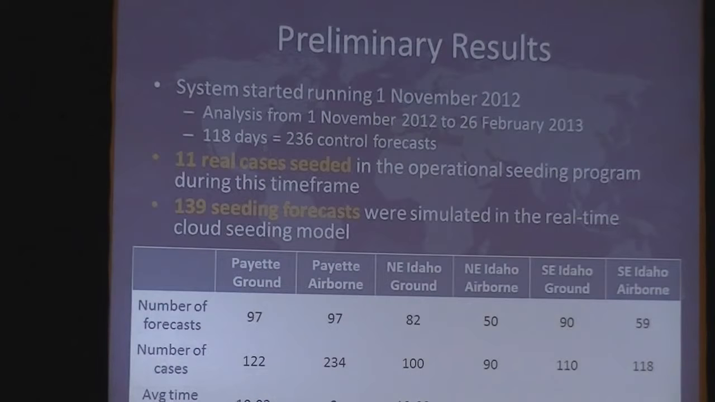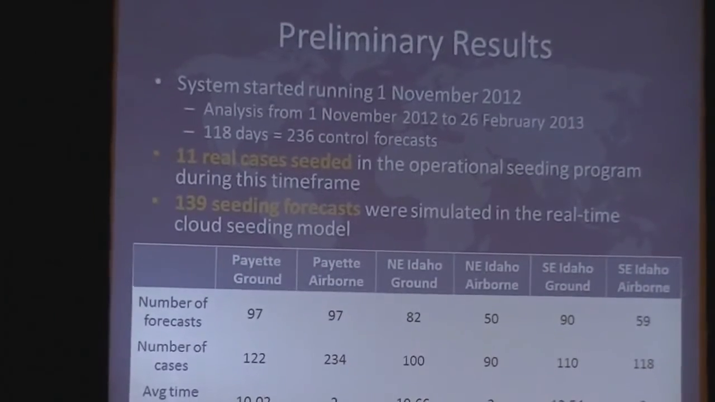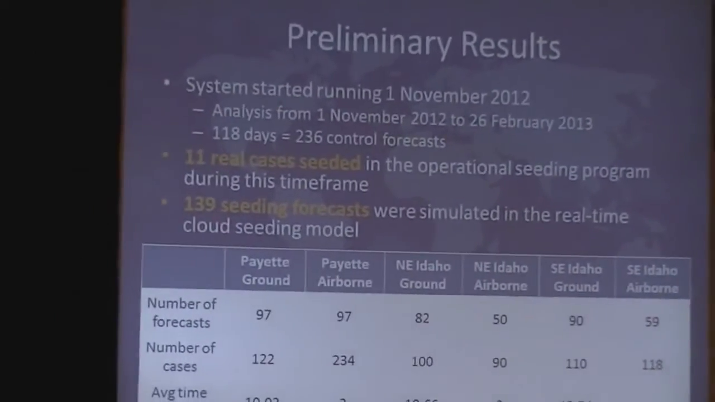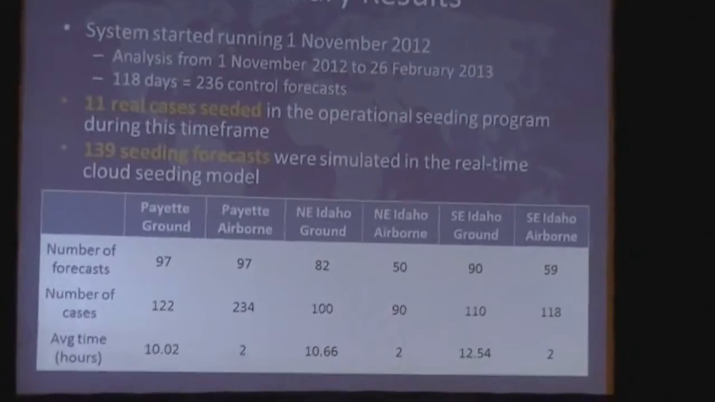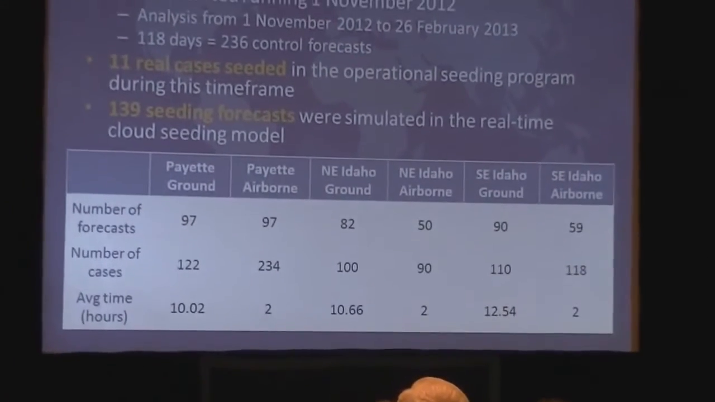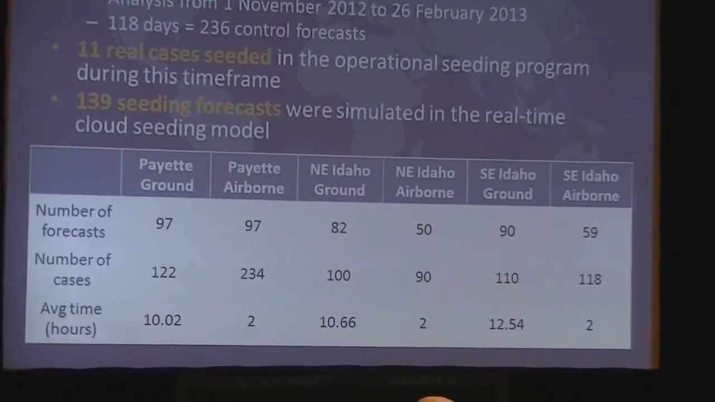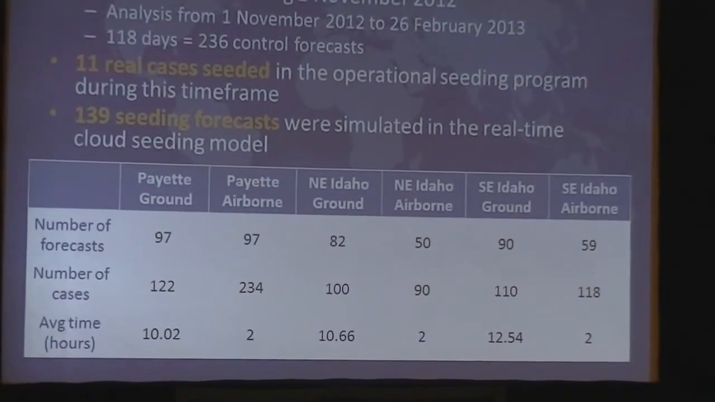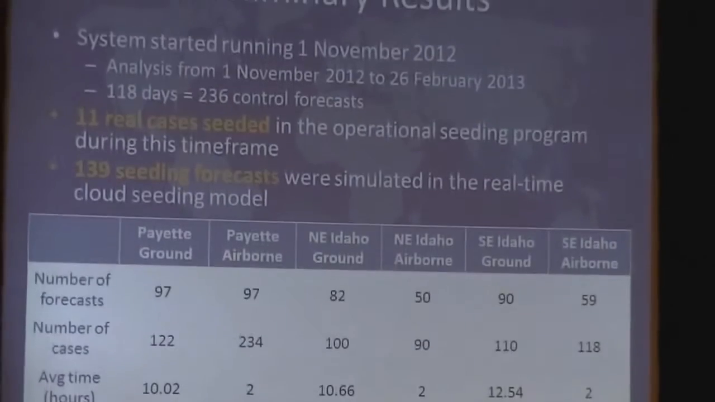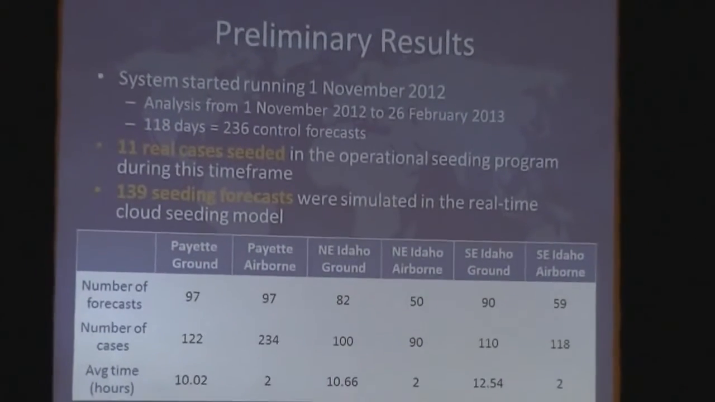So we started running this system on November 1st, 2012. We've been running it all the way through the winter season, and we're just now starting to wrap up. I think we stopped running the seeding model at the beginning of April. We've done some statistics here that go through February 26th. As I said, there's 2 forecasts each day. So we've had 118 days so far, which equals 236 control forecasts.